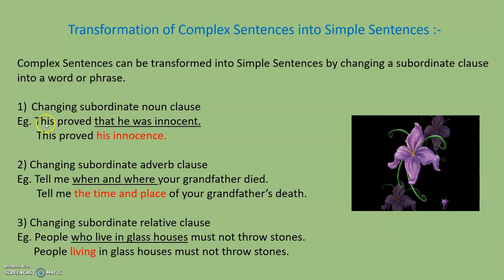Now if you see this sentence, this proved that he was innocent. Okay. Now that he was innocent is a subordinate clause. Why do we say it's subordinate? Because it's coming with a subordinating conjunction, that. Okay. So whenever it comes with a subordinating conjunction, because we know complex sentences have what? Subordinating conjunctions. So that is a subordinating conjunction. So here that he was innocent is a subordinate clause. Now we'll have to change that. Now you can change this with a word or a phrase to make it simple. So you are removing this. Okay. So this proved that he was innocent. We'll say what? This proved his innocence. Okay. So you have removed that subordinate clause here.